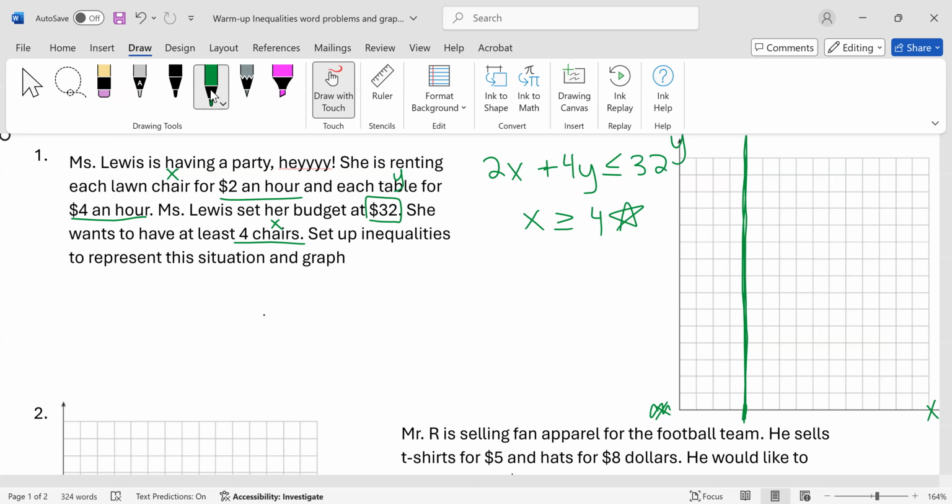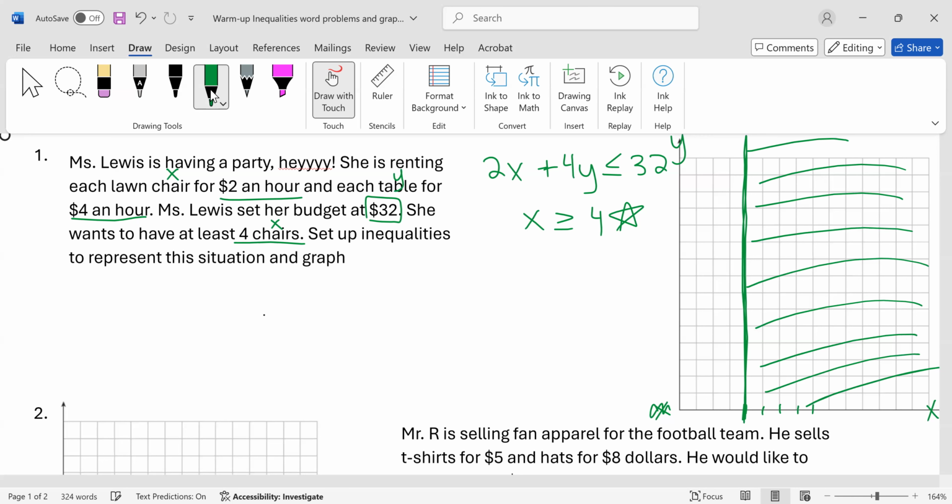What side is greater than 4? To the right, because this is numbers like 5, 6, 7, 8. So I'm going to shade this side. I want at least 4 chairs, so that's this side of the graph.